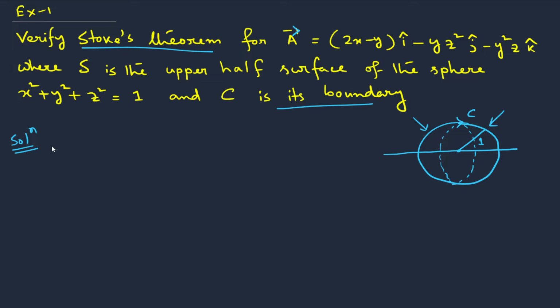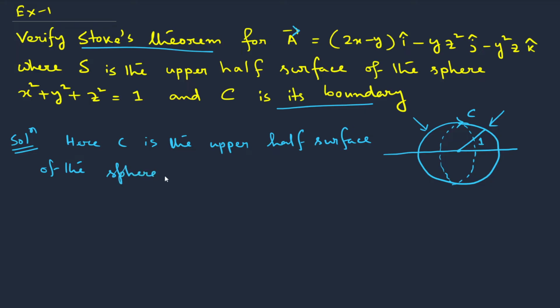Okay, now here C is the what? Here C is the upper half surface of the sphere, which is nothing but what? A circle, which is the circle.